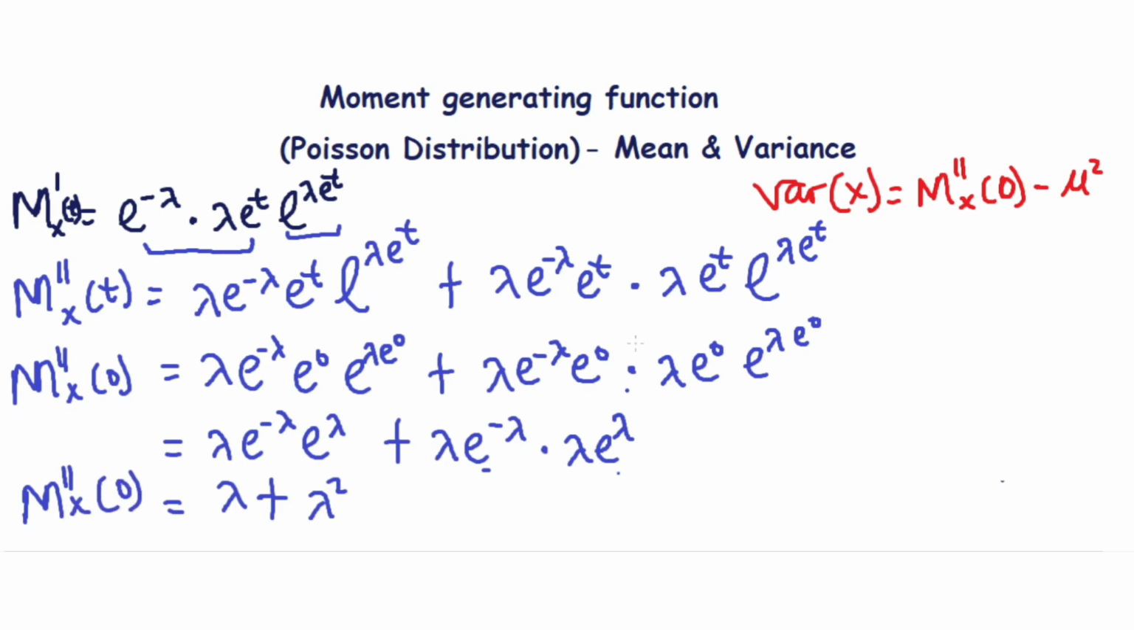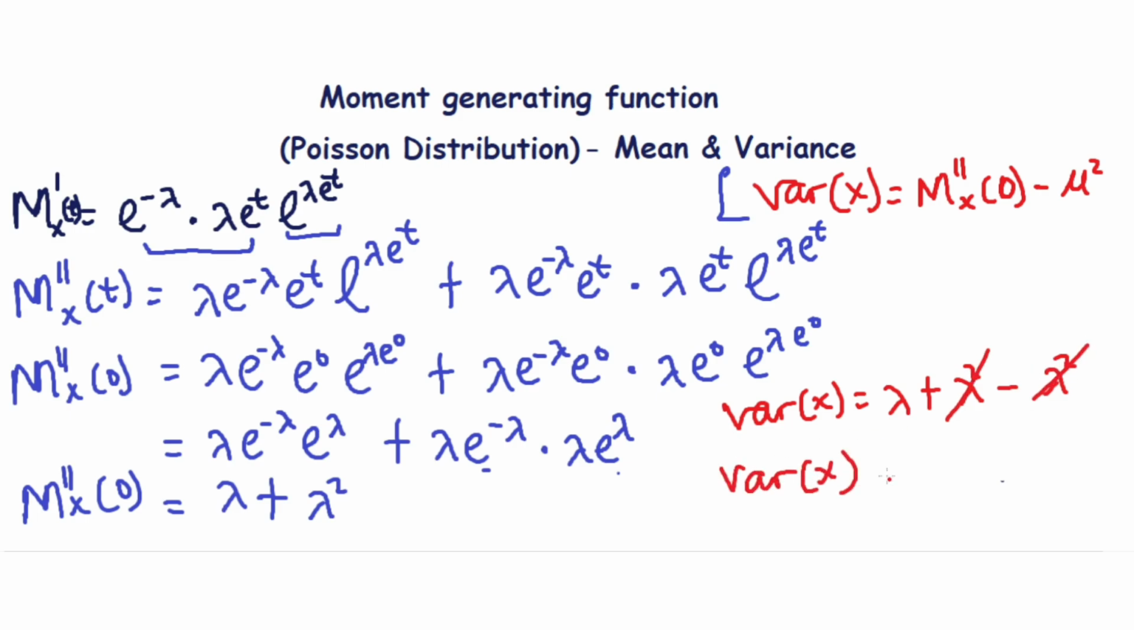So I'm going to go ahead and fit it into the formula here. Our variance would then be lambda plus lambda squared minus the mean squared. Now my mean is lambda, so I'll square it. This cancels this. This also shows that the variance of the Poisson distribution is still lambda using MGF.